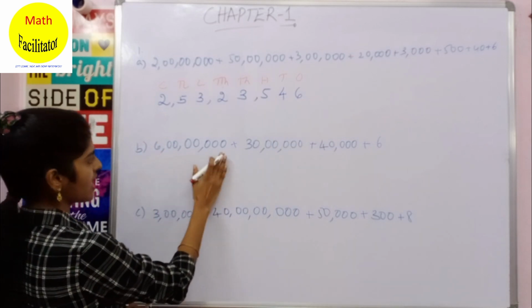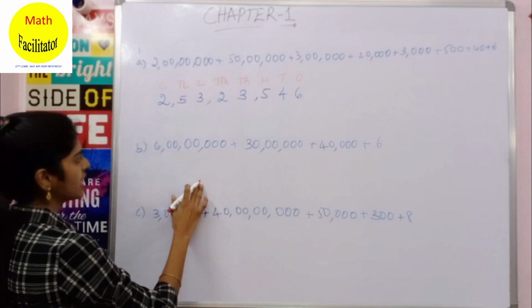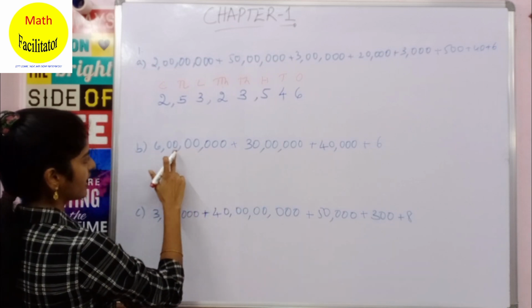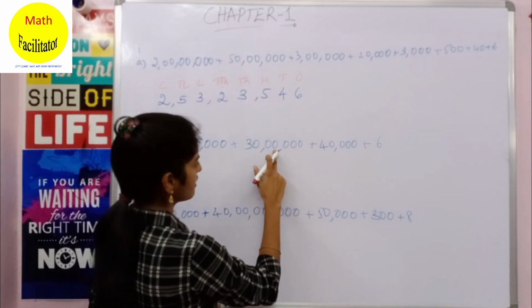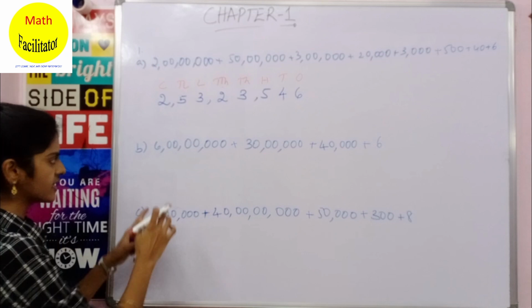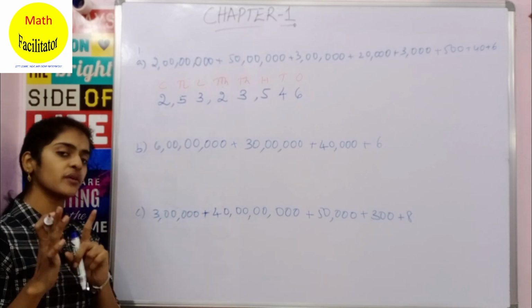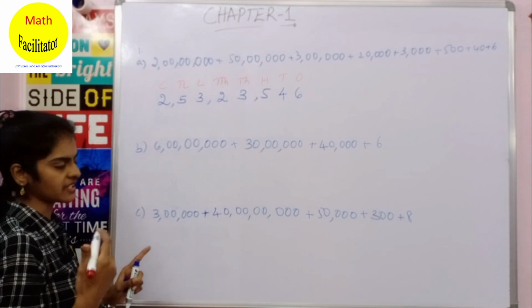Here you have these numbers. Count: 1 2 3 4 5 6 7 8. Now count this number also. It is 1 2 3 4 5 6 7. So this is a bigger number. I am telling you the very easiest method, so that you don't get confused.